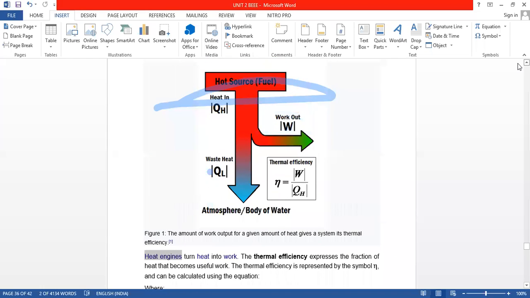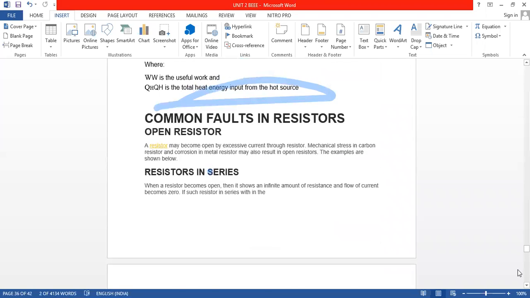Okay. So heat source, fuel, petrol or diesel. When petrol or diesel is heated up, heat energy is created. So 100% of the heat is not converted to work. A certain portion is wasted. So thermal efficiency is equal to work by heat energy. Work by heat energy.